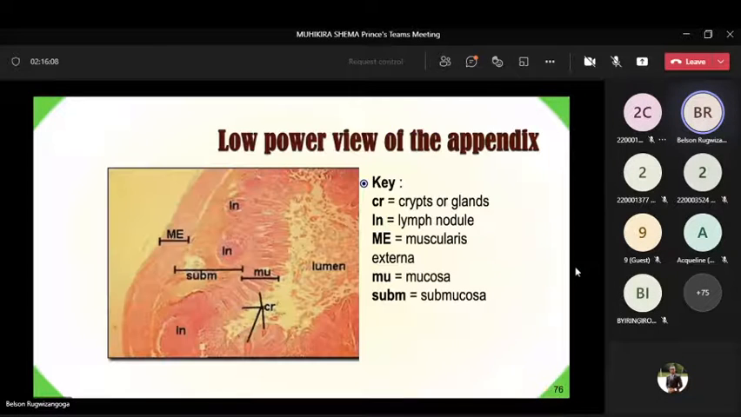So if we discuss this disease, first of all, this is how the appendix is. It has a lumen, which usually is filled with debris, stools, materials, and parasites, and so on. So we have a mucosa here, submucosa, and the muscularis externa and the serosa.